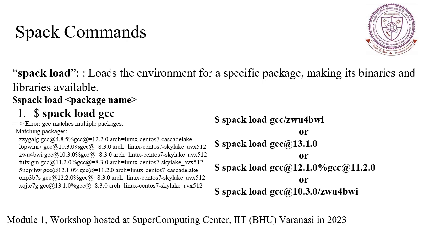Then load the GCC compiler version. If you want to load the GCC compiler version 10.3.0, you can simply write spack load GCC at the rate 10.3.0, and with the hash, slash with their hash key. Once a package is loaded, it will be available in your environment until you unload it using the Spack unload command. Let's see.